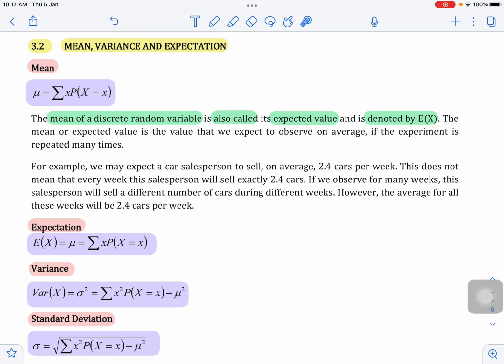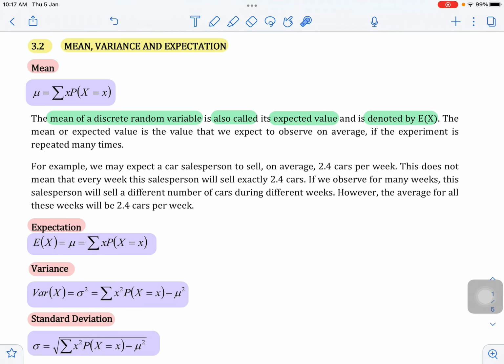Variance formula, the notation is sigma squared, summation of x squared. So every x value you have to square first, multiply with the probability, minus the mean squared. So remember this formula. Standard deviation is the square root of the variance. That's all the formulas in the second subtopic.